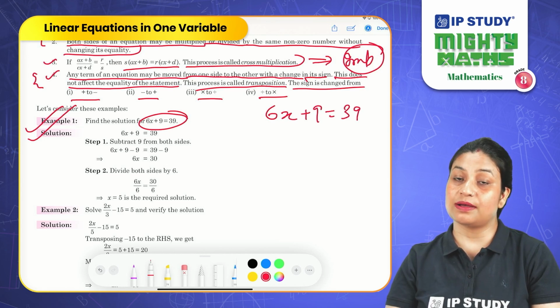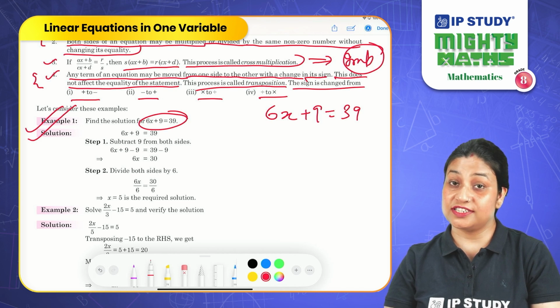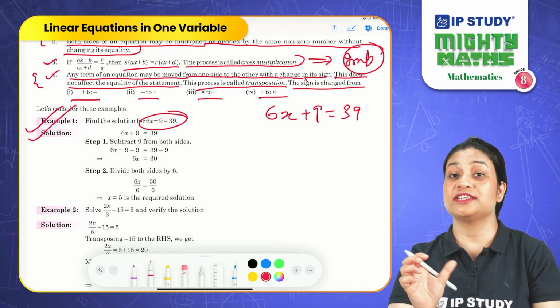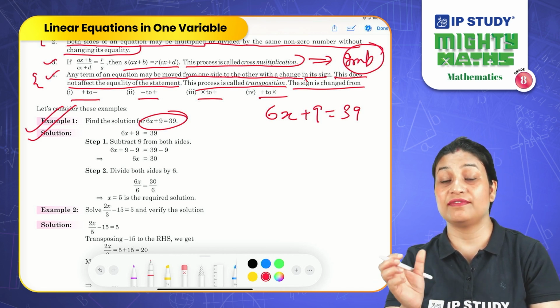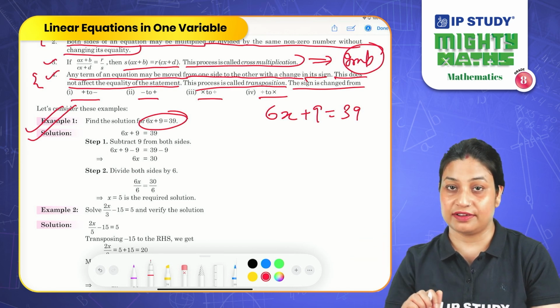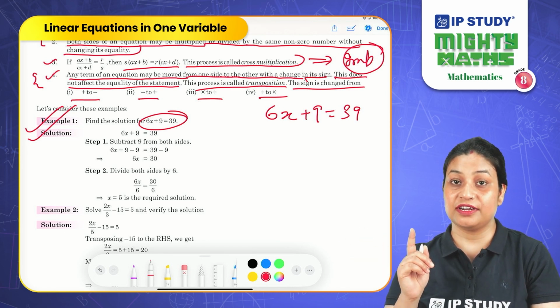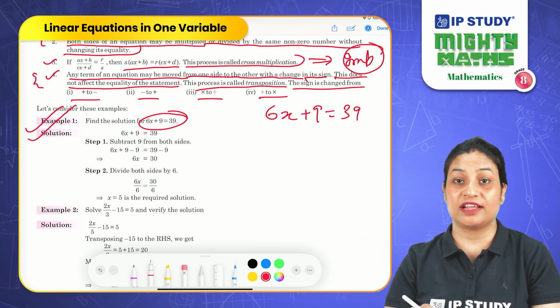So let's apply rule number 1. So what does it say? The same quantity can be subtracted or added from both the sides without changing its equality, right? So we need to focus this statement in our mind, and then we have to apply this rule over here.